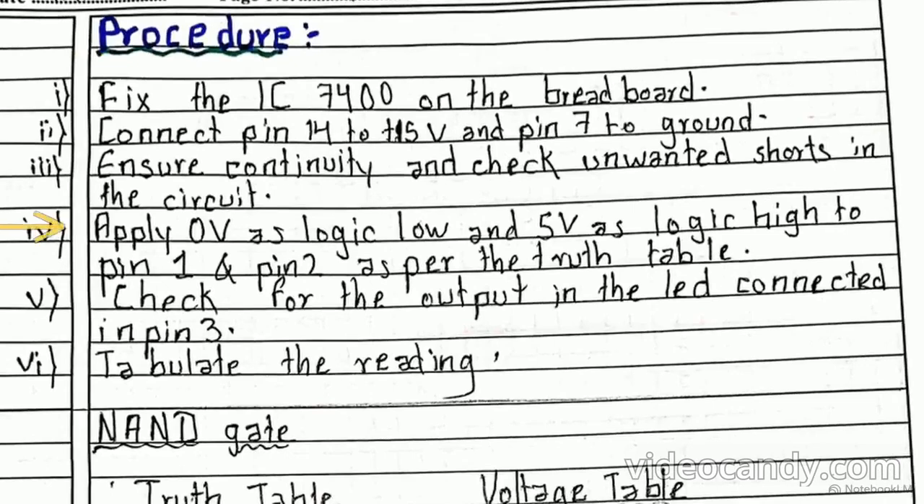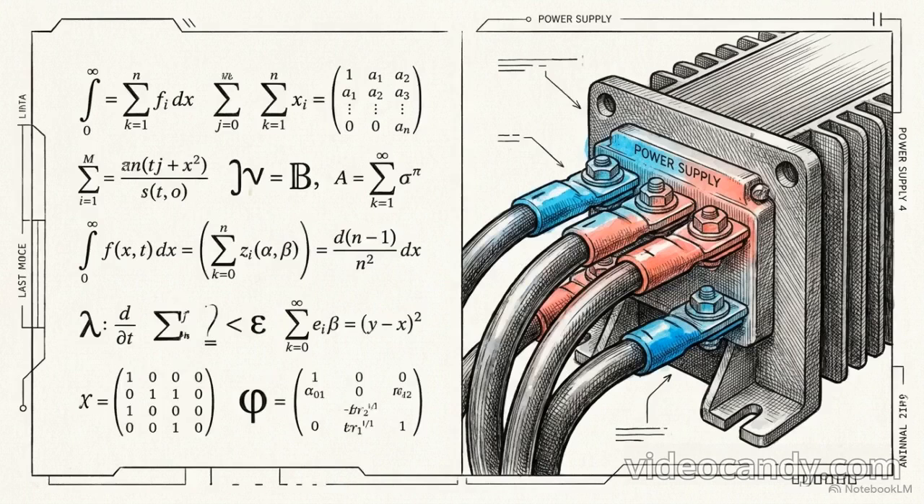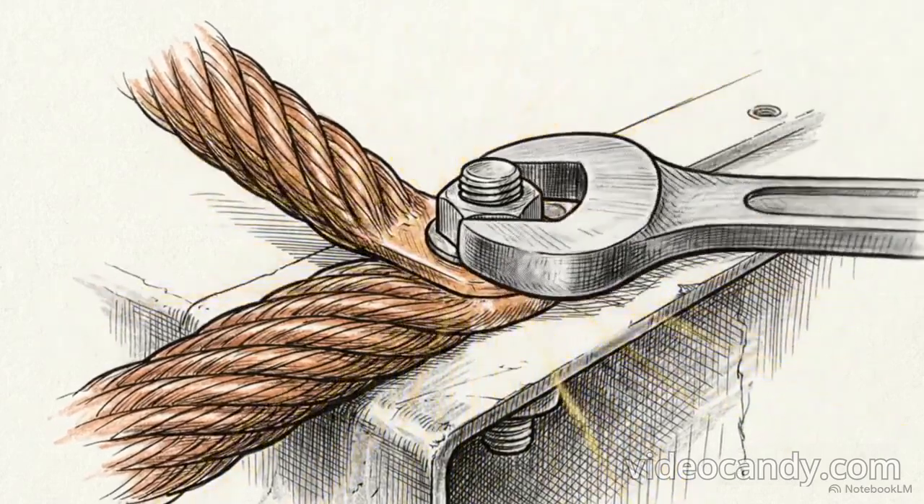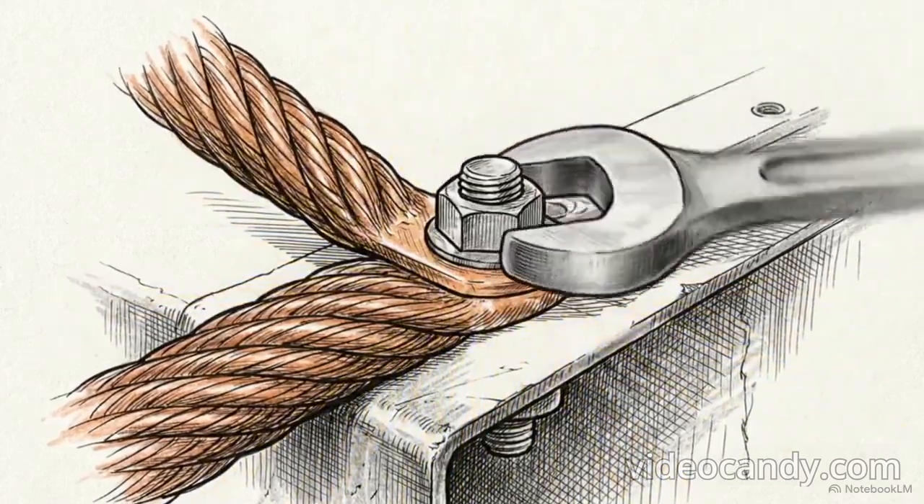Once powered, the test involves feeding 0 or 5 volts into pins 1 and 2 and checking the output on pin 3 by connecting it to an LED indicator. In theoretical math, logic simply exists, but in physical engineering, establishing a stable power supply and solid ground is the non-negotiable prerequisite. Without it, the hardware cannot execute a single Boolean function.